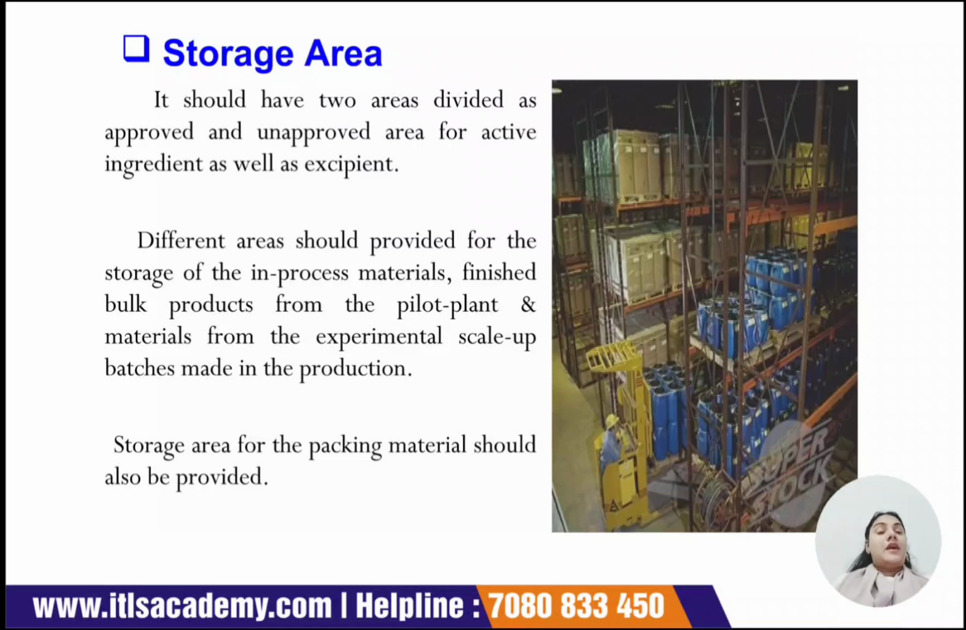So this storage area should be divided into two areas, that is approved area and unapproved area. In these areas you put your active ingredient as well as excipient. Different areas should be provided. If you want to store raw materials, the area is different. If you want to store a finished bulk product, you have a separate area. If you want to store a packaging material, you have a separate area.